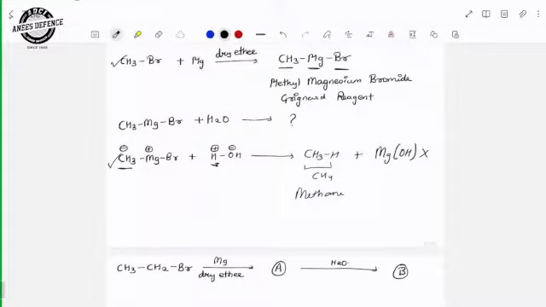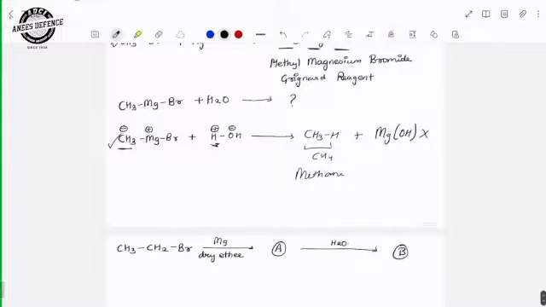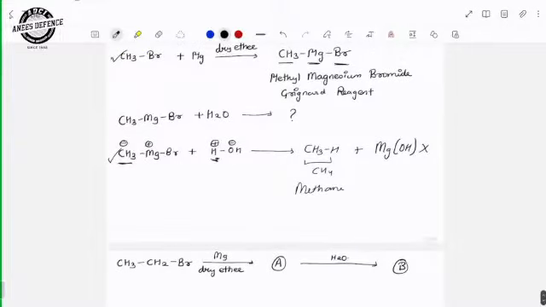Ethane. Ethane, CH3, CH3. Yes, ethane. What final product are you getting? B, you're talking about B, right? Yes, the final product is ethane. So what would be the A product? It is CH3CH2MgBr. Very good. Very good.